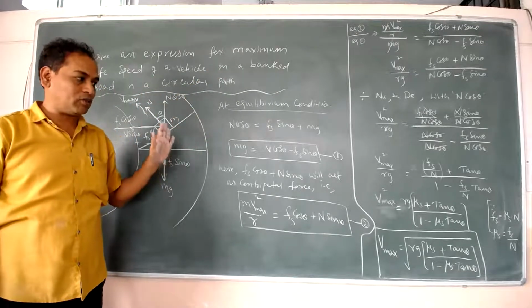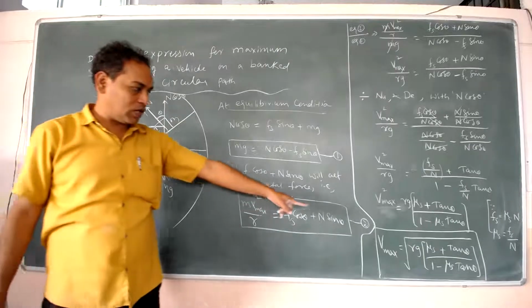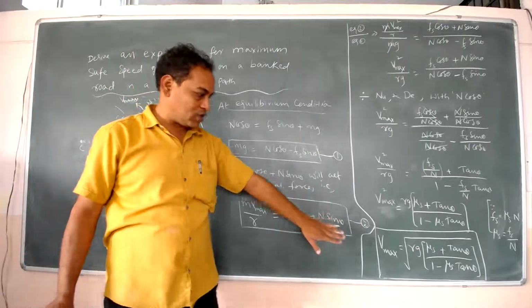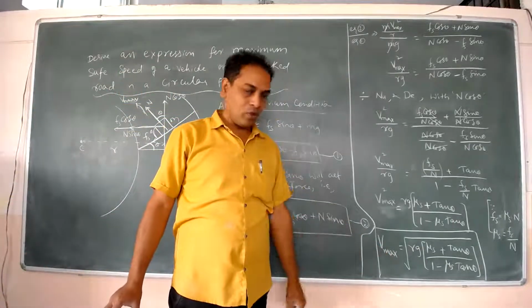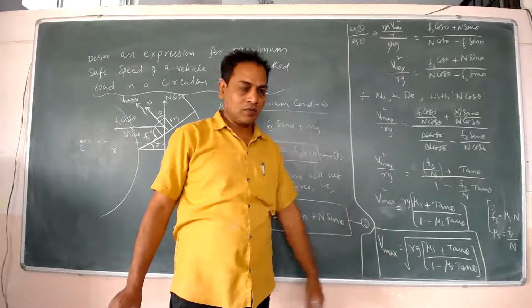Then what is the maximum speed it can move with? This is the derivation, so this is the answer we have to write. So the maximum safe speed is this much.